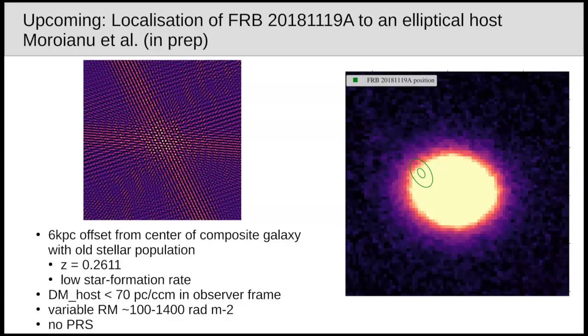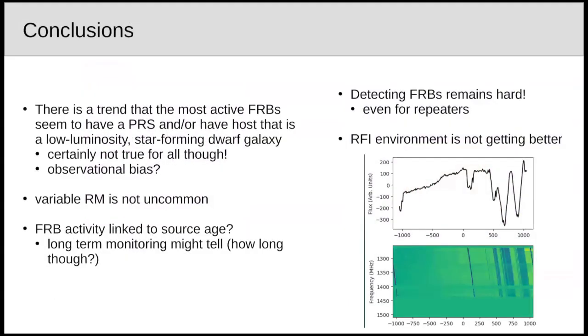Which brings me to my very brief conclusion, really. One can say that there is some trend that those hyperactive repeaters, quite a few of them have a PRS, and quite a few of them do show variable RM and variable DM. And so the question is, you could argue that there is maybe some age-related evolution of these sources, if these were young and born in a dense environment, where there's lots of magnetar activity going on.